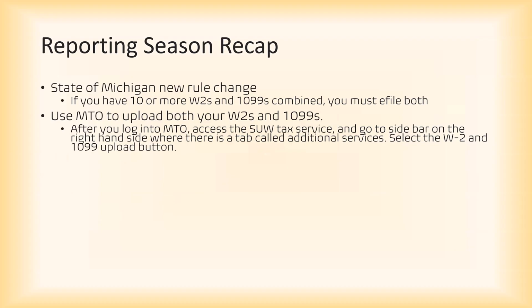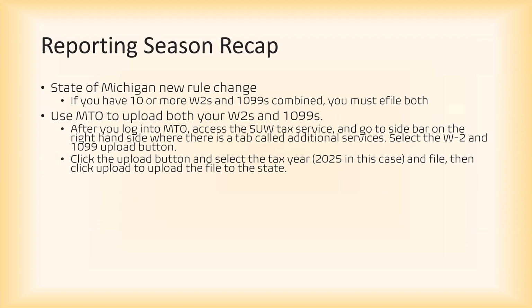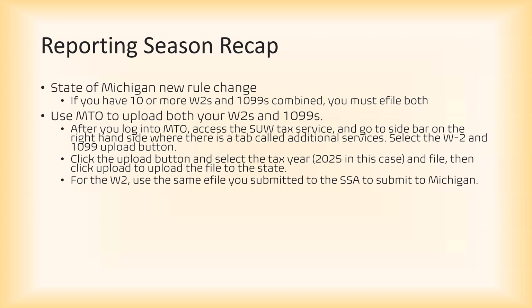So once you log into MTO, access what's called the sales use and withholding tax service, go into the sidebar on the right-hand side where there'll be a tab called additional services. Select the W-2 and 1099 upload button. You click the upload button and select the tax year, which would be 2025 in this case, and file, then click upload to actually upload the file to the state.